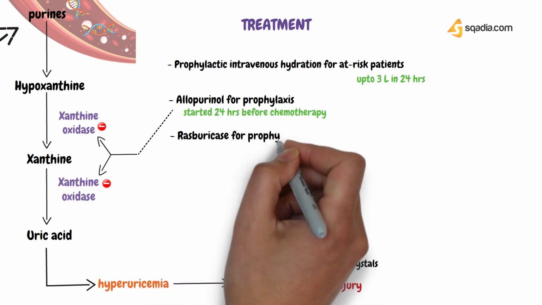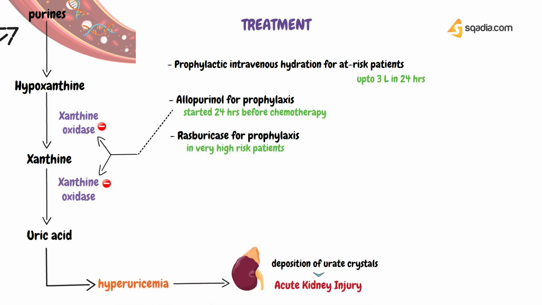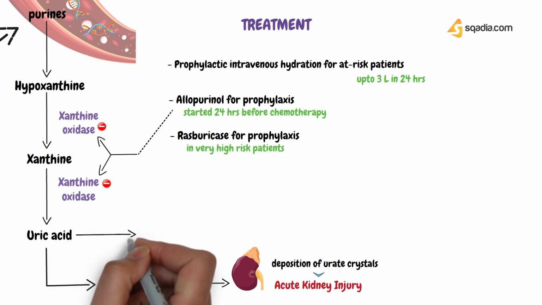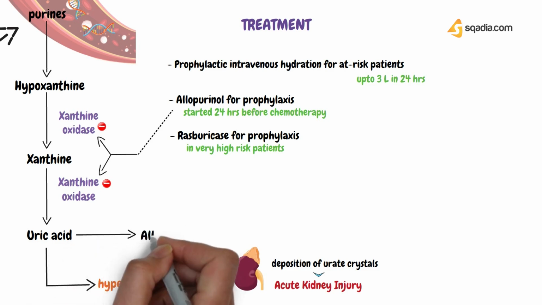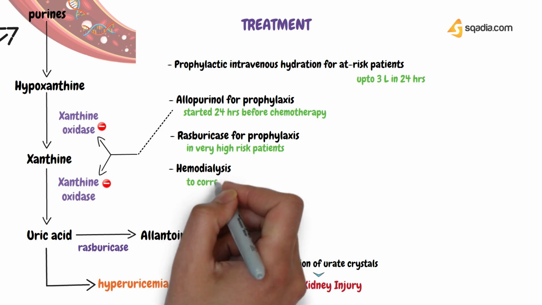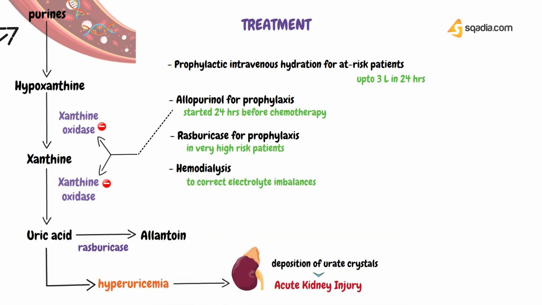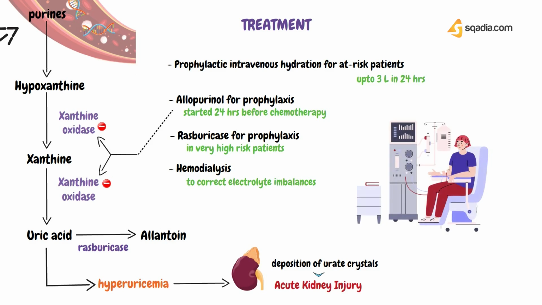Rasburicase is also used similarly, but only in very high-risk patients. Rasburicase catalyzes the conversion of uric acid into allantoin, a water-soluble product that is excreted into the urine. In patients with tumor lysis syndrome, hemodialysis may also be done to correct the electrolyte imbalances in order to prevent damage to the kidneys, heart, and brain.